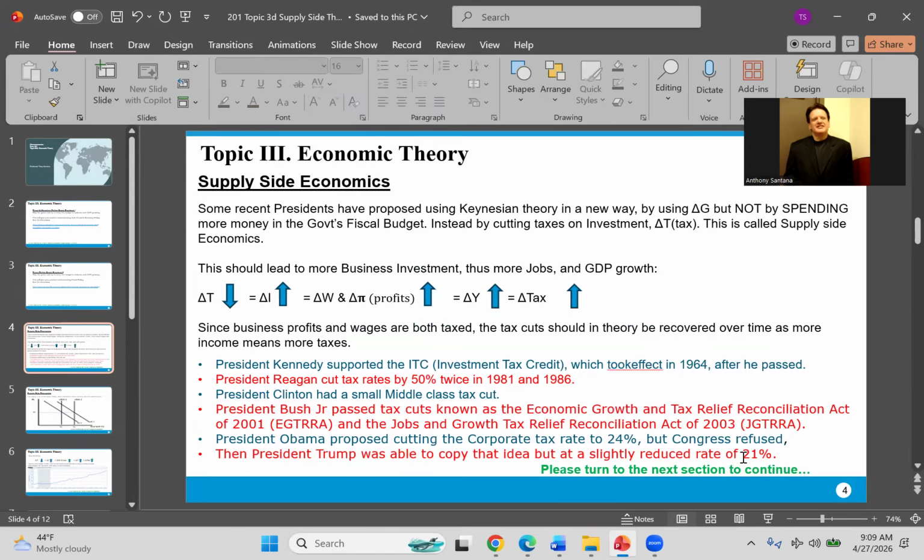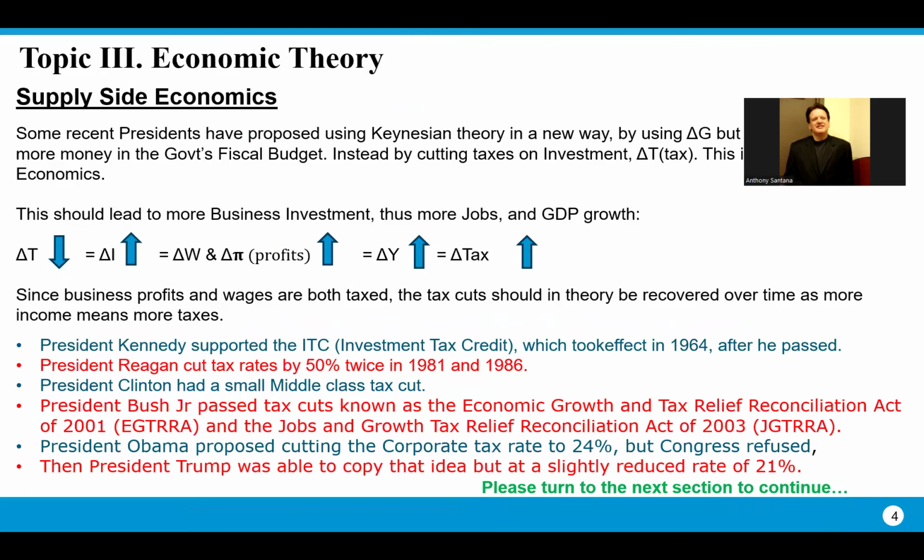Now let's talk about supply side economics. This has been a very controversial topic, and so we're going to look at the evidence and see what happens.